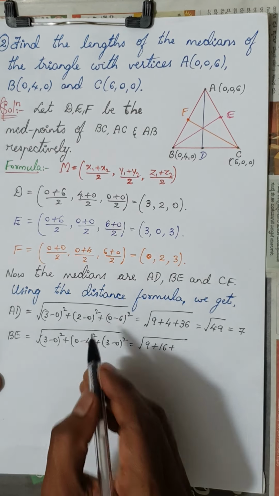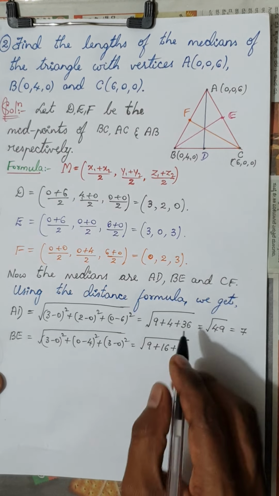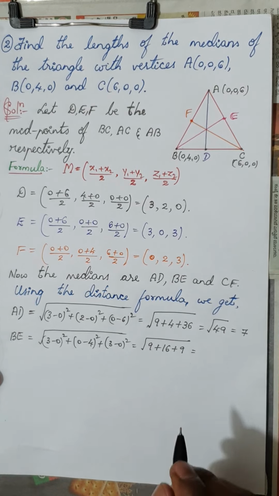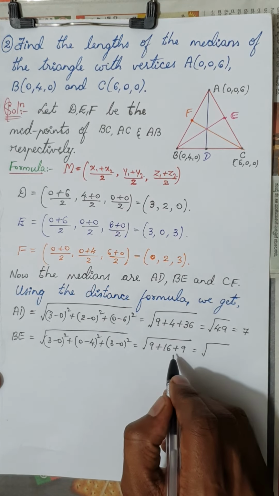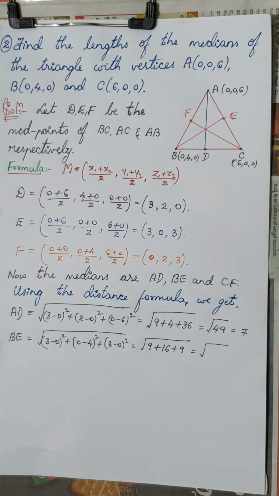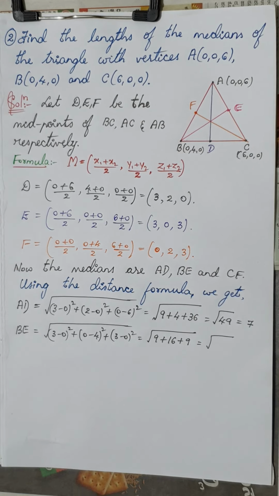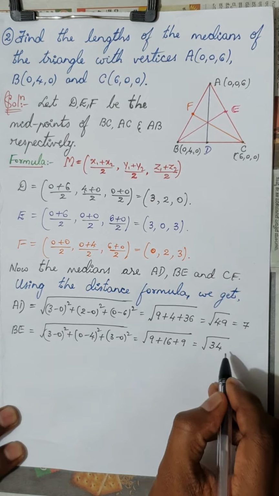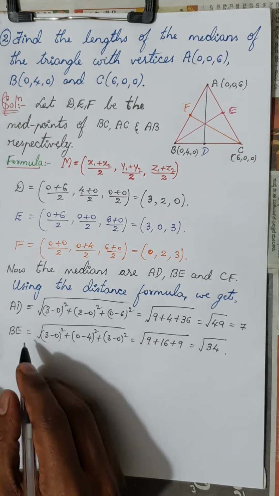Please don't write negative, because if there is a square, the negative goes away. 3 minus 0 is again 3, 3 square is 9. Okay, so this is nothing but square root of 9 plus 9 is 18, 18 plus 16 is 34. So 34 comes. This is not a perfect square, so leave it like that, don't try to simplify, that's enough.